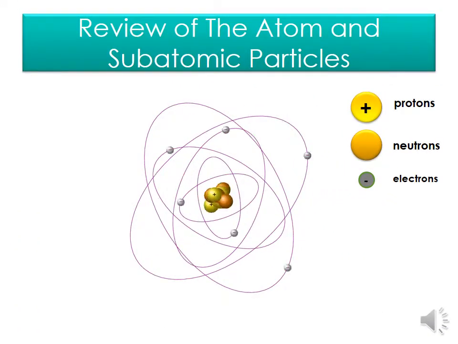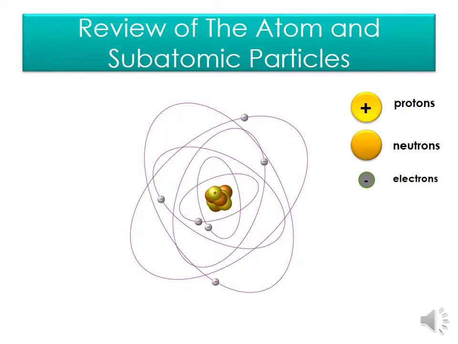Before we begin, I want to make sure that everyone's on the same page as far as parts of an atom. So take a look at the diagram and review the parts of the atom and the subatomic particles, those little particles that are flying around in the diagram. You will notice the yellow particles in the center with a plus sign on them. Those are positive charges called protons.